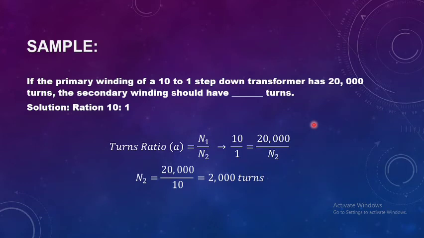So example, if the primary winding of a 10 to 1 step down transformer has 20 turns, the secondary winding should have a blank turns. So the turns ratio is equal to N1 divided by N2. So substitute since it is mentioned here that 10 is to 1. So we have 10 divided by 1 is equal to the 20 turns for the primary, and then we're looking for the secondary winding. So our secondary winding is 2000 turns.